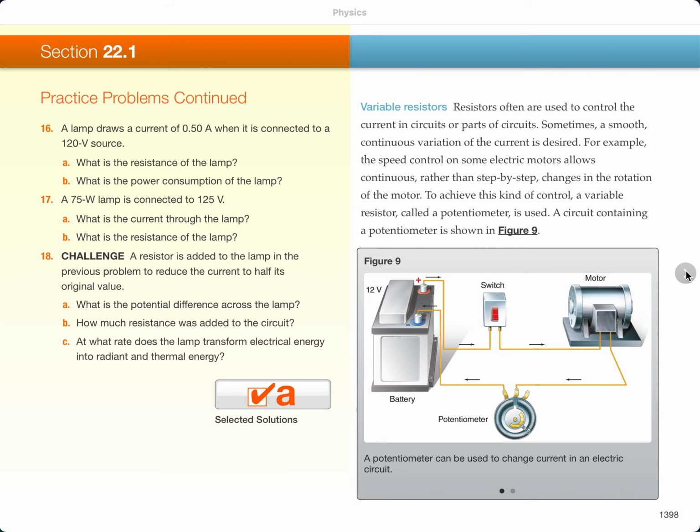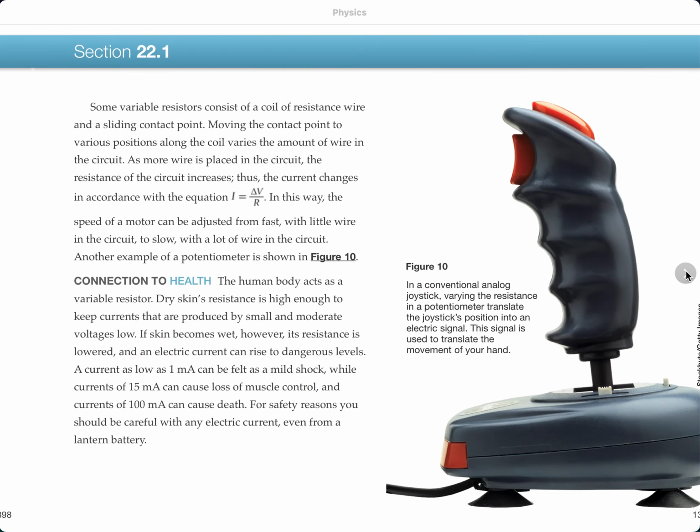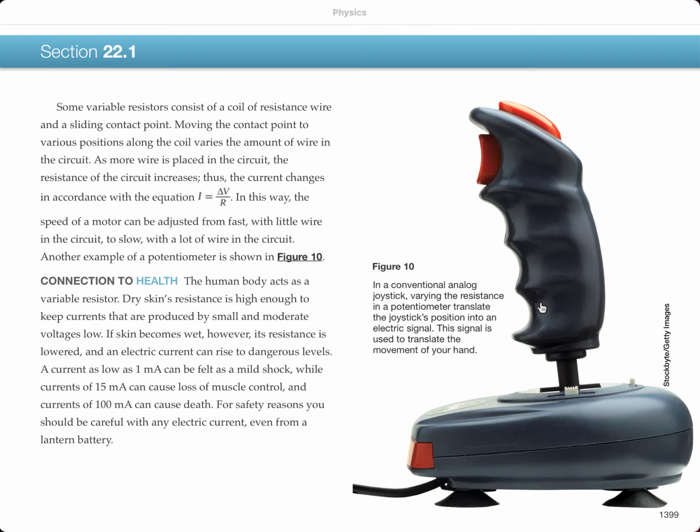Resistors can be variable. They come in all varieties of flavors. A lot of the sensors that we use in some of our gaming devices and other places have variable resistors. So they're useful. Resistors are useful little devices in circuits, as you'll see.